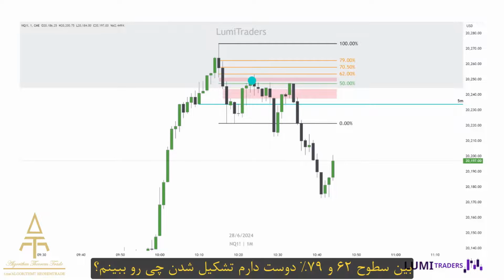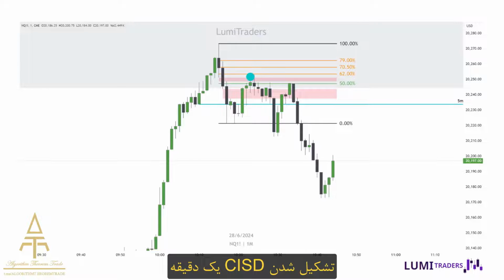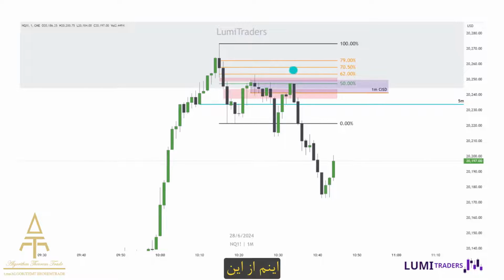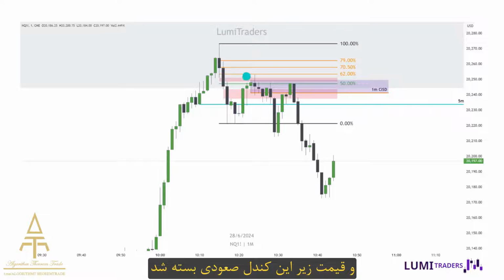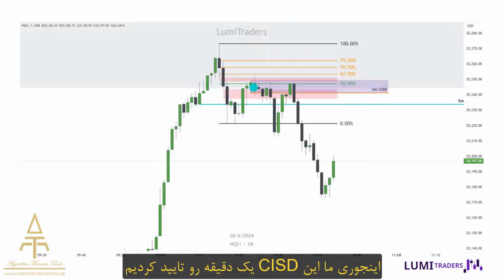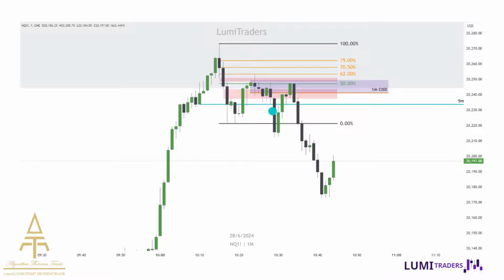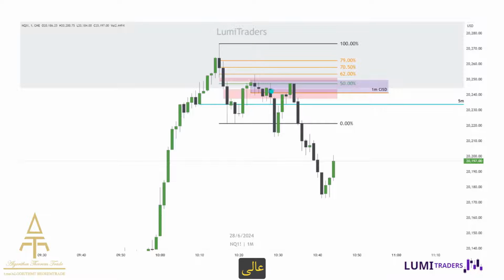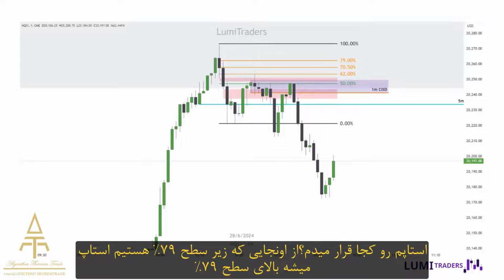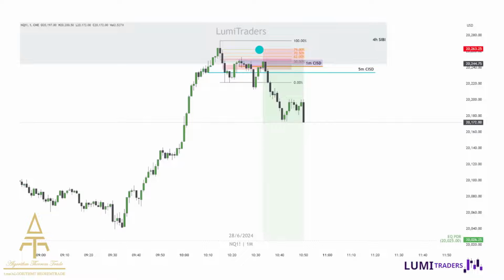Between the range 62 and 79%, I would like to see formation of what? 1 minute change in the state of delivery. Here we go. We got 1 minute change in the state of delivery. We got the closure below this up close candle. We got confirmed 1 minute change in the state of delivery. We got even a retest of it. Nice. Where do I want to place my stop loss since we are below 79%? Above 79%. Boom.